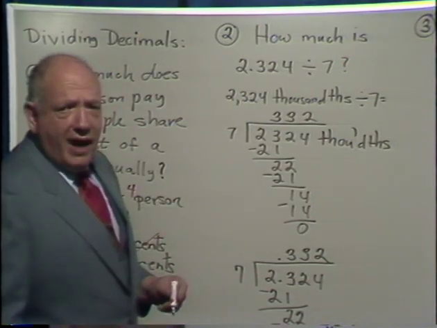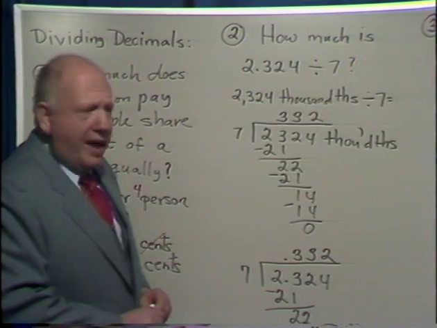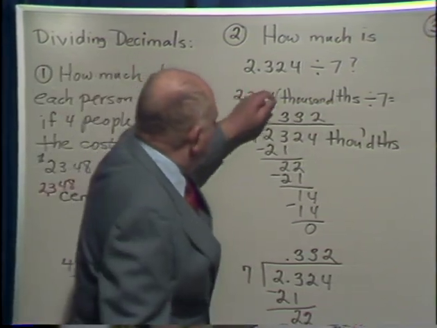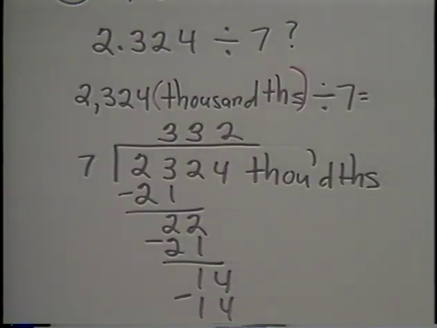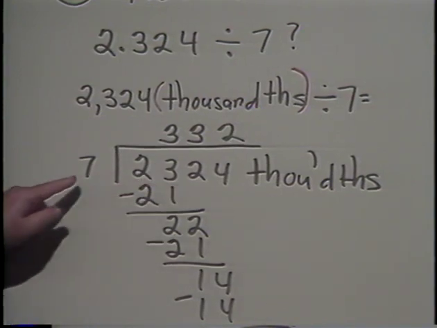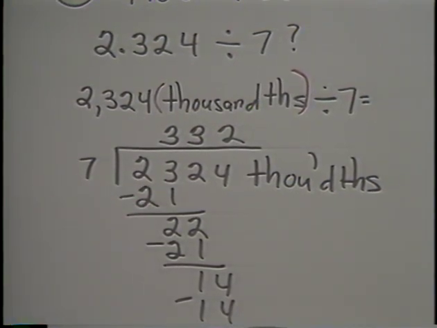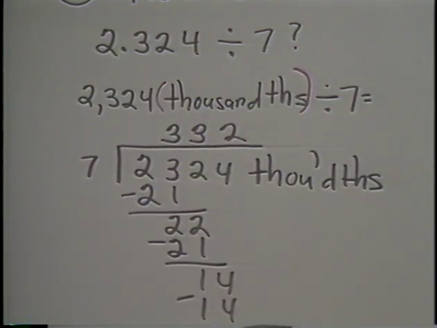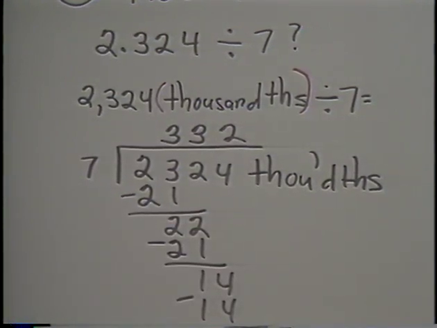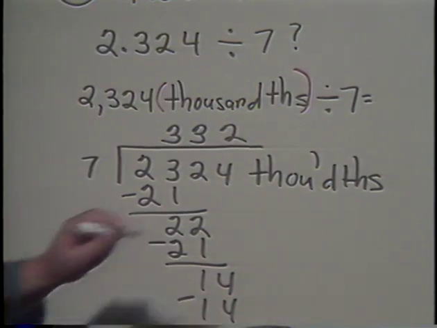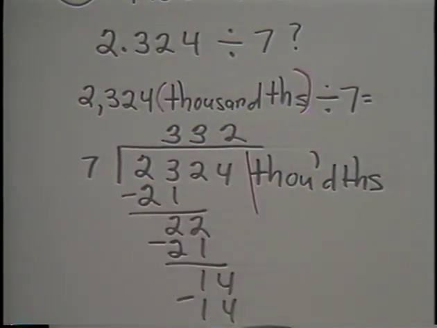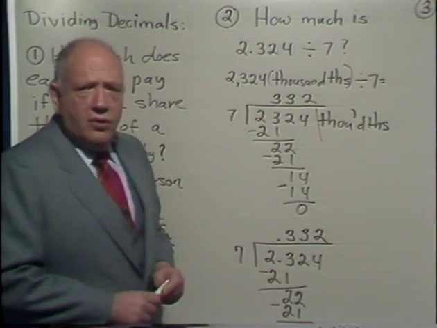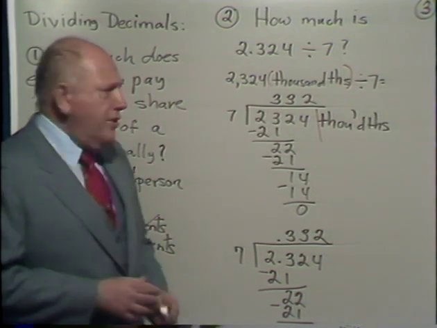Well, just as in the case with the money problem where I was dealing with cents, I forget about the noun for the time being, and what I do is I divide 7 into 2,324, remembering that the 2,324 is modifying thousandths. So now I just do a regular long division problem, and notice that by leaving out the thousandths here, the division problem I'm doing is purely a whole number division problem.